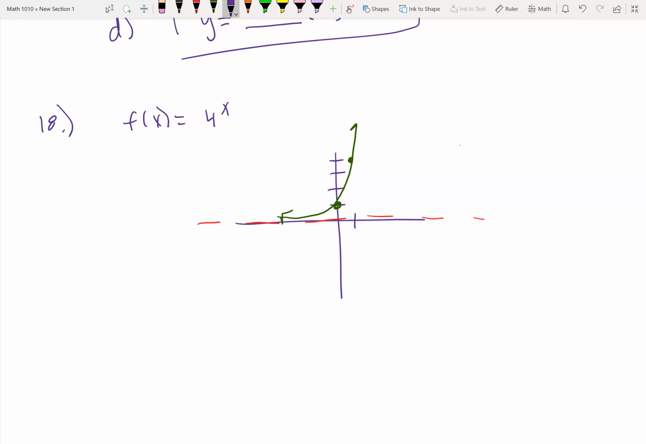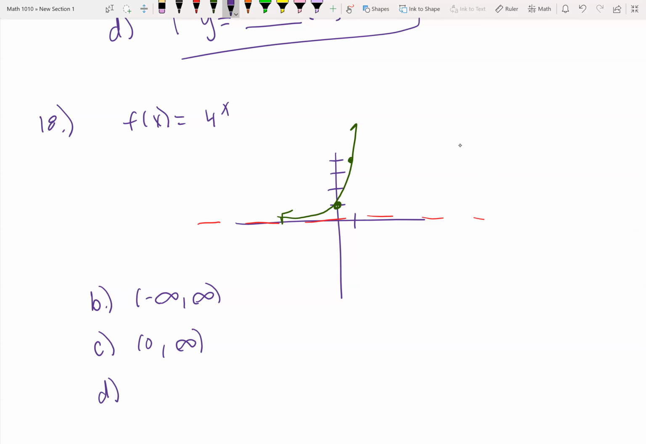Okay? And then part B is asking what's the domain. We'll look at it. It goes from negative infinity to infinity, or all real numbers. Question C, what's the range? That's y. Start at the bottom, move up. That's going to be from 0 to infinity.